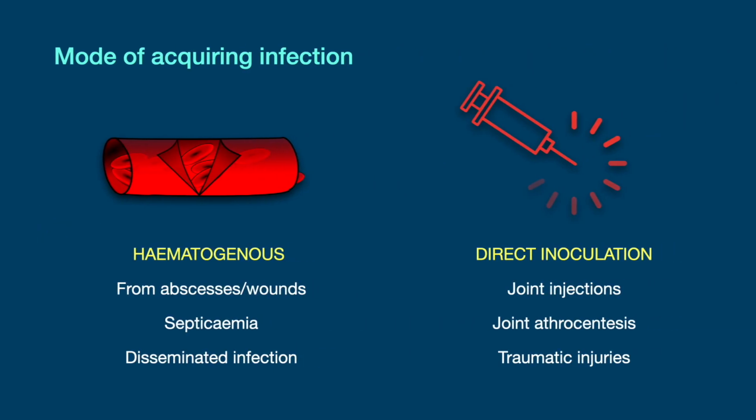Septic arthritis through hematogenous spread can be the result of bacterial migration from a distant site, for example, an abscess and wounds or septicemia. It can also be due to a disseminated infection, for example, following gonorrhea. When septic arthritis is caused by direct inoculation, it can be the result of iatrogenic procedures such as joint injections, joint arthrocentesis, arthroscopy, and traumatic injuries such as infected wounds around the joint and penetrating injuries from foreign objects.